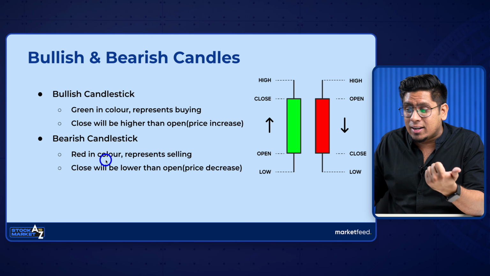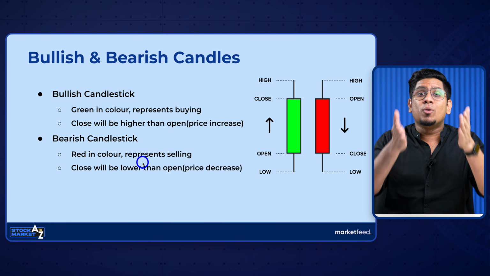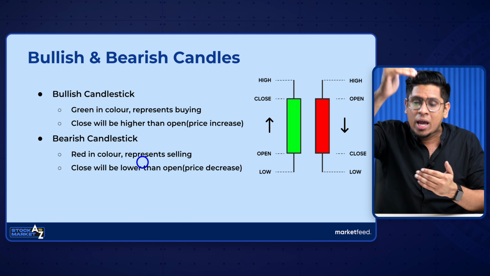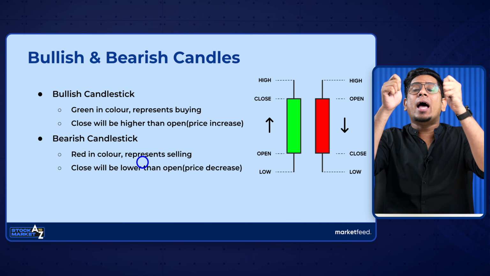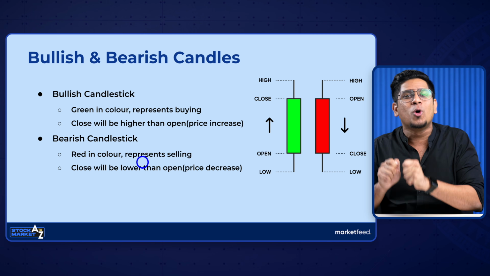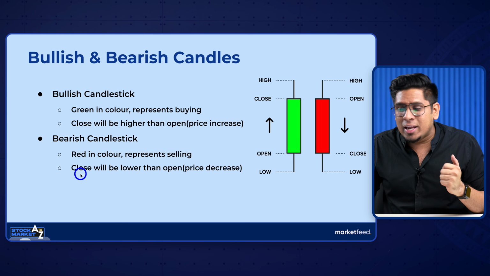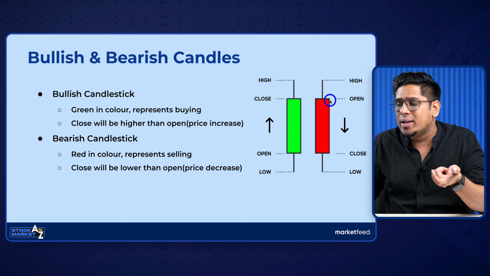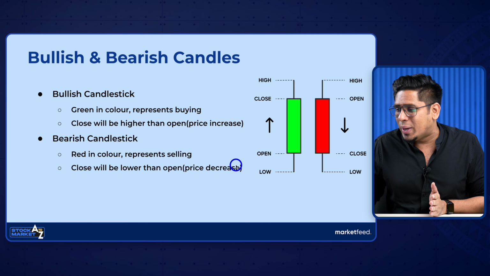So yeah, it is red in color and it represents selling in the market. Obviously, right? There was selling happening in the market. That is why a stock which opened at 110 came down to 100. So a red candle or bearish candle means that selling is happening in the market. People are interested in selling and not buying that specific commodity or stock. So the next point here is close will be lower than the opening price, right? Close is lower than the open. So price is decreasing.